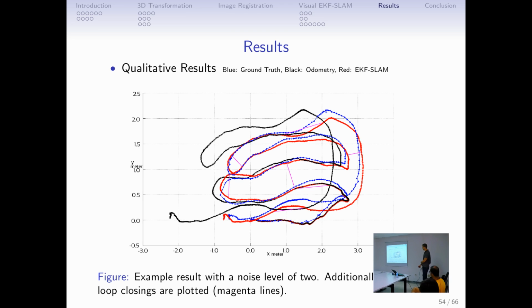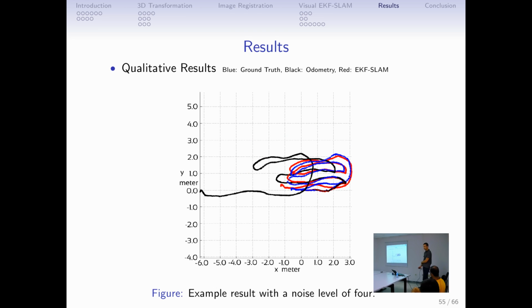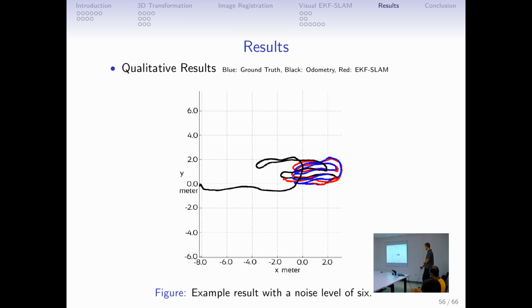The qualitative results. We see here in blue the ground truth, in black the visual odometry, which is far away from the ground truth, and in red the corrected trajectory as taken by the EKF SLAM. The magenta lines are loop closings. This is the result with a noise level of 4. The odometry is going far away from the ground truth, and EKF SLAM is still close to the ground truth.